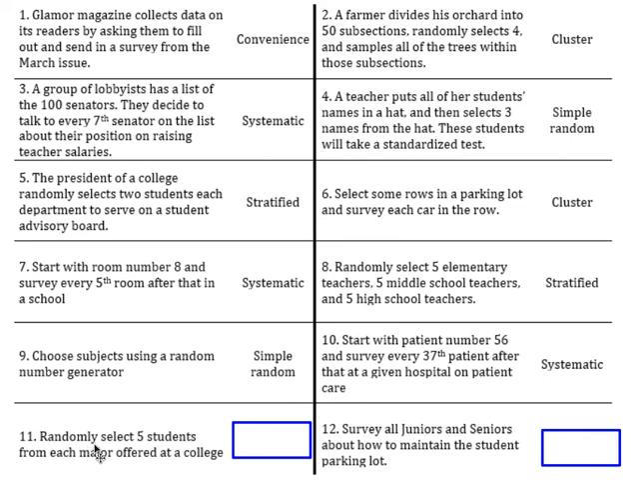Number 11, we're going to randomly select 5 students from each major offered at a college. So 5 students from each major. We're going to break up the student body by majors, and then we're going to select 5 from each of those majors. This is also going to be stratified.